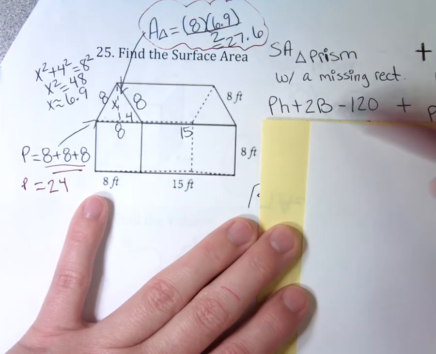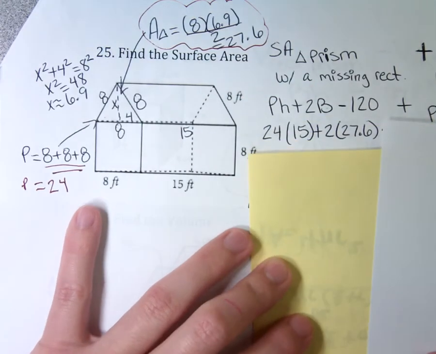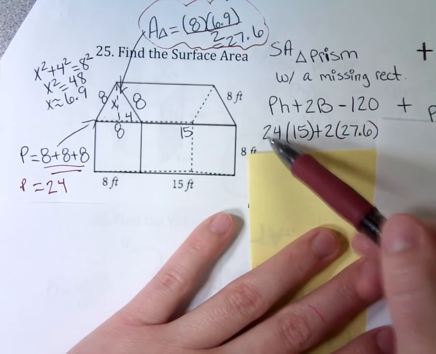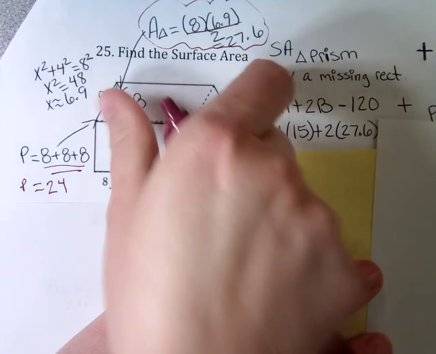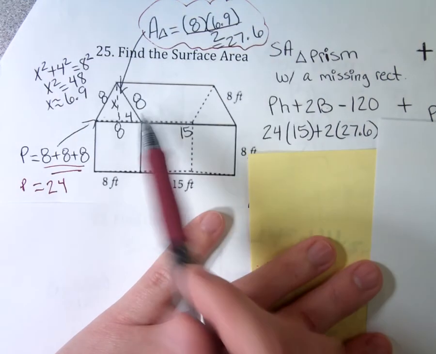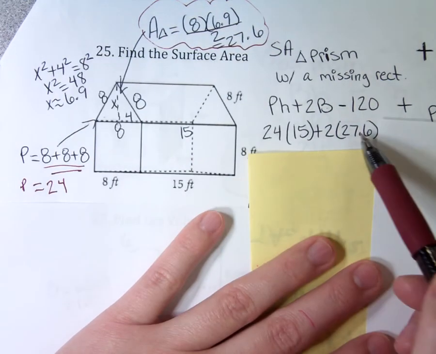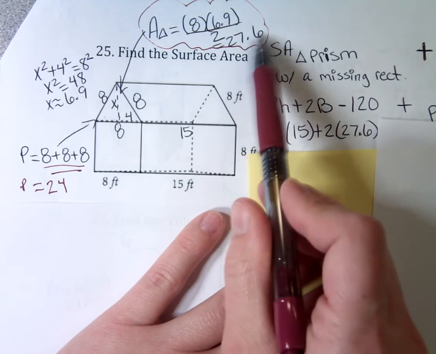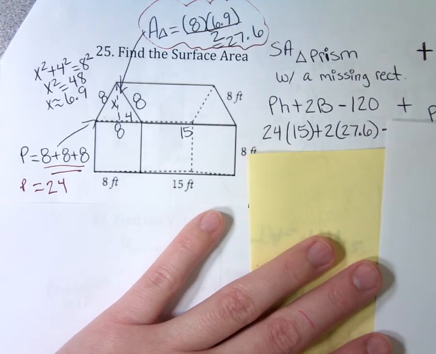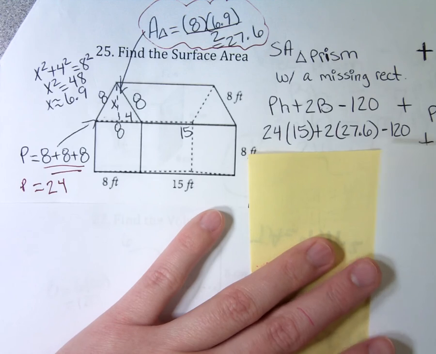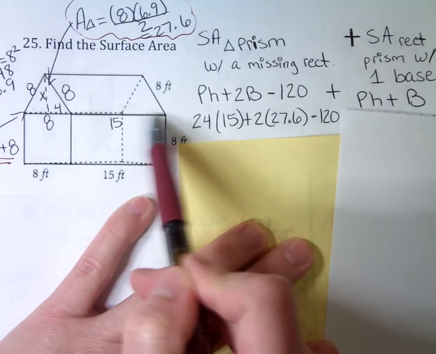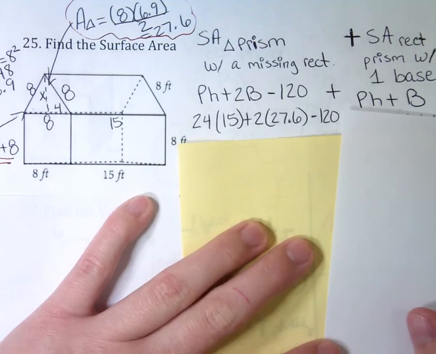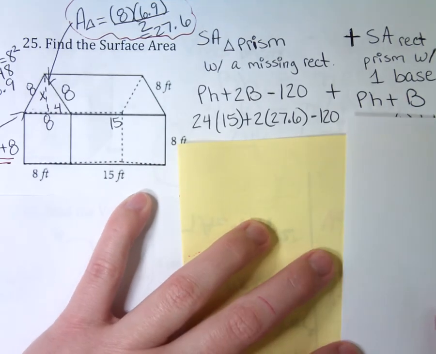So that's going to go into capital B. So let me show you. So the perimeter is 24. The height of the prism is 15. That's how tall it would stand if you set it up on its triangular base. Capital B is the area of the triangle, 27.6. Okay, so now, don't forget you have to take the 120 away because you don't have that bottom rectangle. Okay, I'm going to go ahead and go to the rectangular prism.